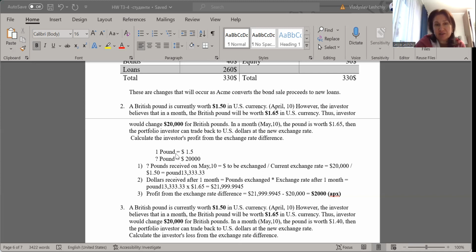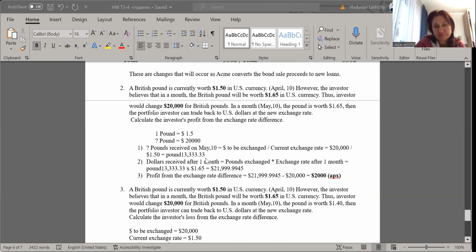So we see that one pound is $1.5, and we don't know how many pounds 20,000 is. So we should divide 20,000 by 1.5, and we found 16,333 dollars. Not dollars, but pounds. Do you understand? Yes. Yeah.